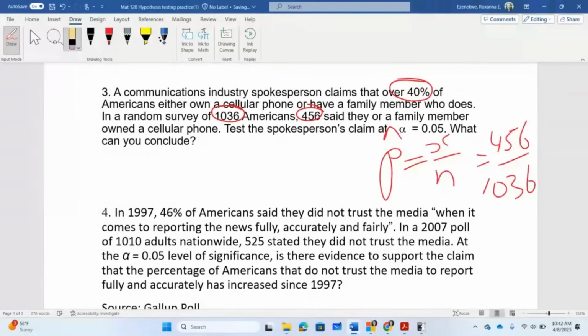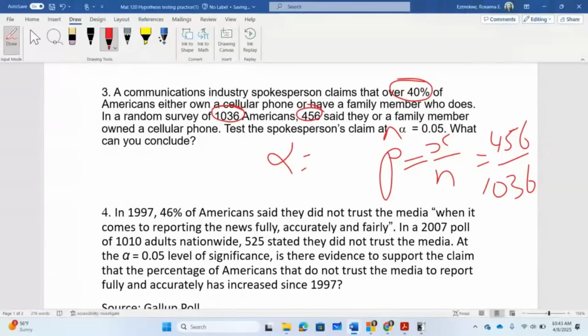Let me write alpha the way it should be written. One tail right or one tail left. A communications industry spokesman claims that over 40% of Americans either own a cellular phone or have a family member who does have a cellular phone. Wow, that is an old question. People have more right now. Okay. All right. A family member has a cell phone. Test the spokesman's claim at.